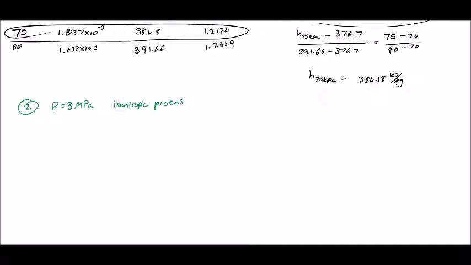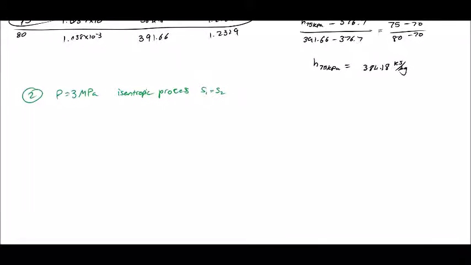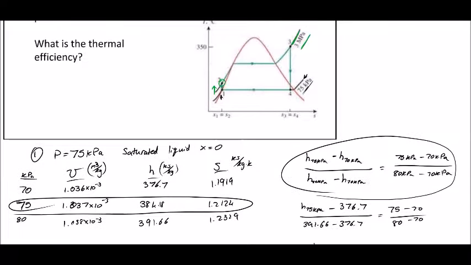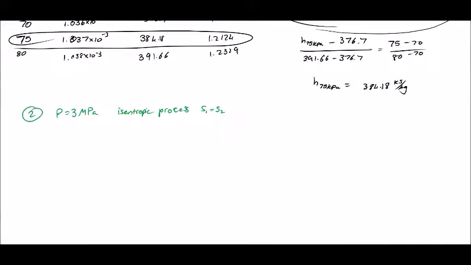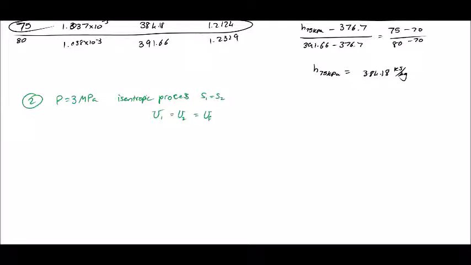That means that S at state 1 is equal to S at state 2. Wonderful. Now, also knowing that both of these are to the left of the saturated curve line, these are both liquids. And so as a result, we know that we can assume that V, the specific volume at state 1, is equal to the specific volume at state 2. And since they're both liquids, we can assume that it is the same as the specific volume for saturated liquid. With this information, we can now move on to the next problem.